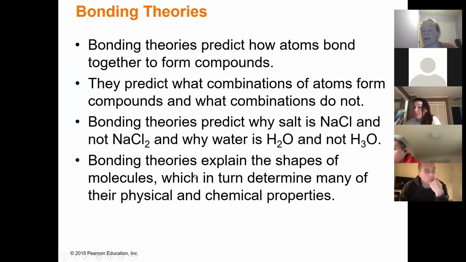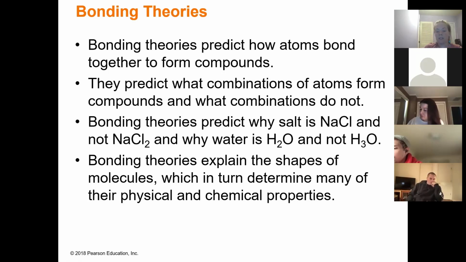So bonding theories are a series of theories that help us to predict how atoms bond together in order to form compounds. Because in general, atoms come together in a consistent way, in a somewhat predictable way. Yes, there's always that one offshoot of, oh, it doesn't satisfy an octet or it's acting kind of strange. But in general, things tend to combine together in a consistent way.